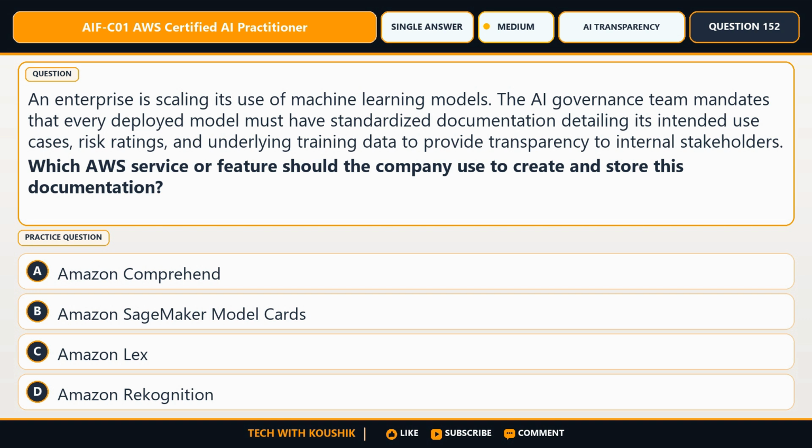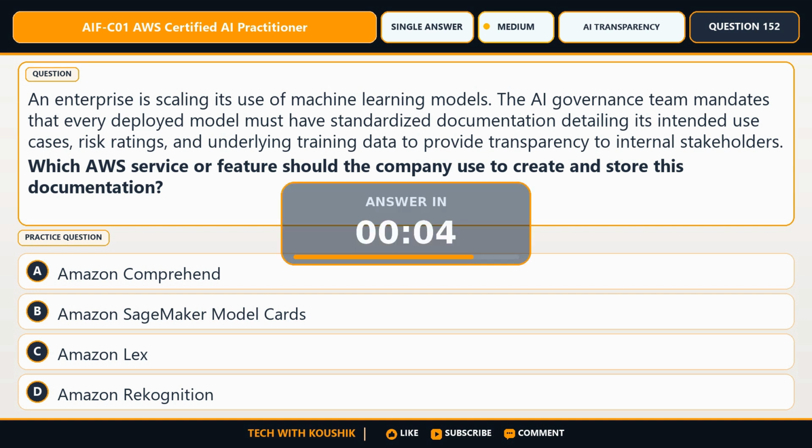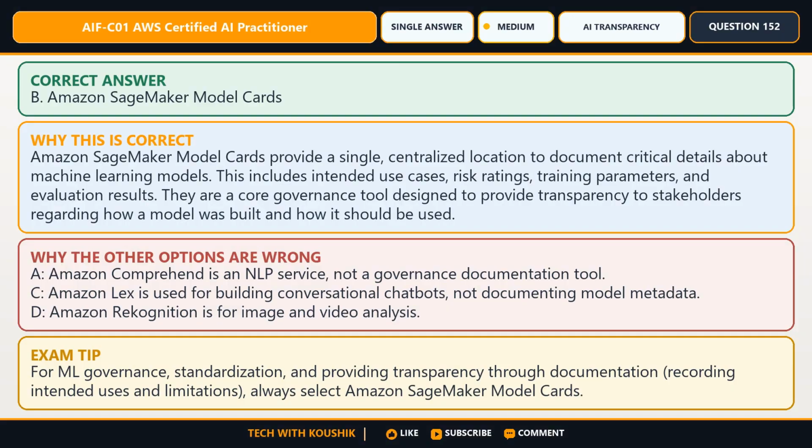Compare the options by fit, not by familiarity. Consider option A, Amazon Comprehend. Consider option B, Amazon SageMaker Model Cards. Consider option C, Amazon Lex. Consider option D, Amazon Rekognition. The option that satisfies the complete requirement is B, Amazon SageMaker Model Cards.